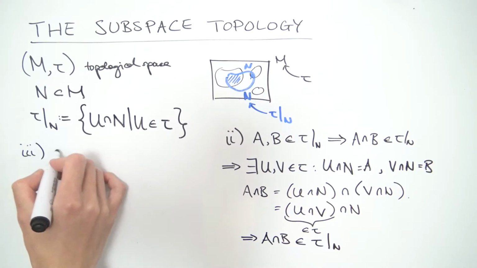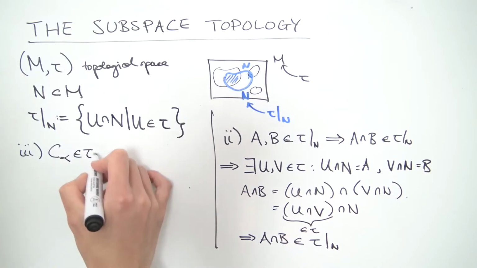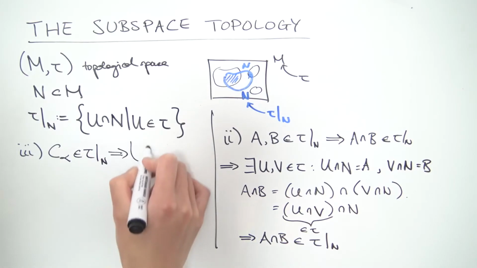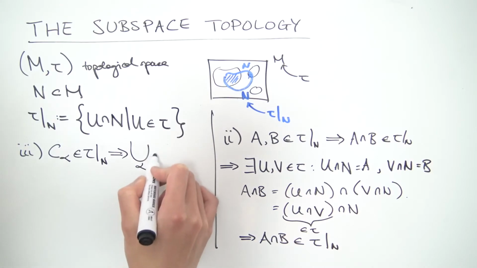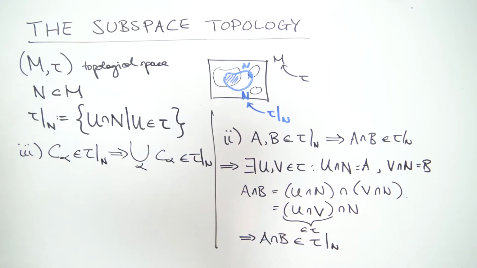What does the third axiom say? It states that if we have a collection of subsets C alpha that are already in the restricted topology, then this implies that if we take the union over all these alphas of C alpha, this must also be in this restricted topology. So how do we show this?